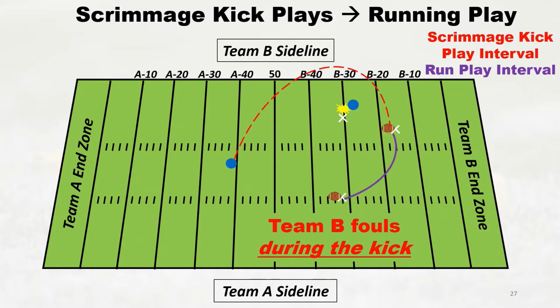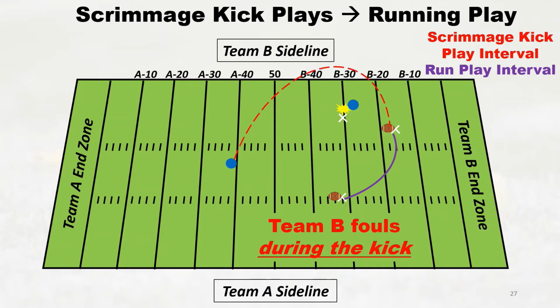So the kick crossed the neutral zone. B is next to put the ball in play. The foul happened during the kick, and it's not during a try or an extra period. So check, check, check, check. We meet all the criteria for post-scrimmage kick enforcement. So we can dig into PSK enforcement.